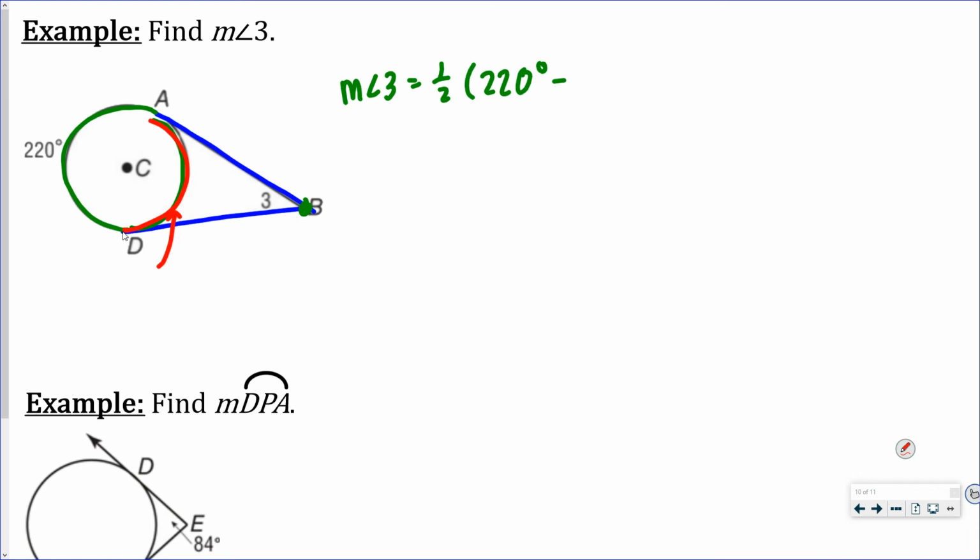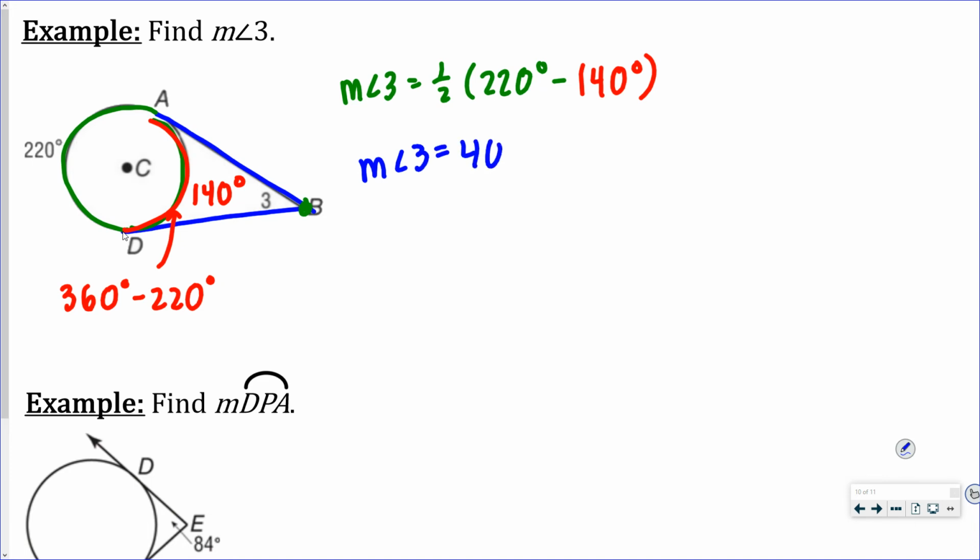Anybody little arc? Tyson? 360. Is that what you're going to say, Alejandro? 140. Good, because they're tangent. They only intersect at one point, so those together would form a whole circle. All right, 220 minus 140 is 80. Half of 80, that angle measure would be 40.